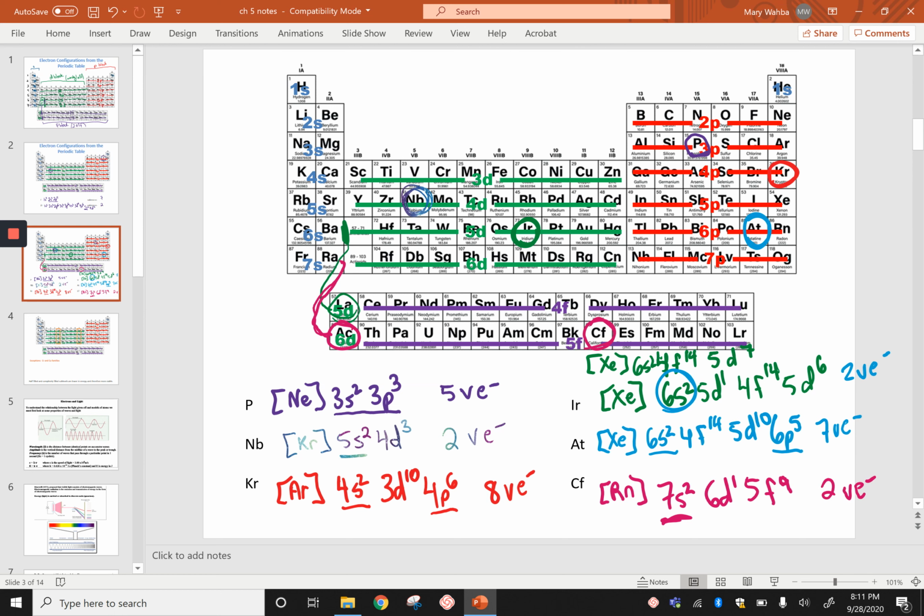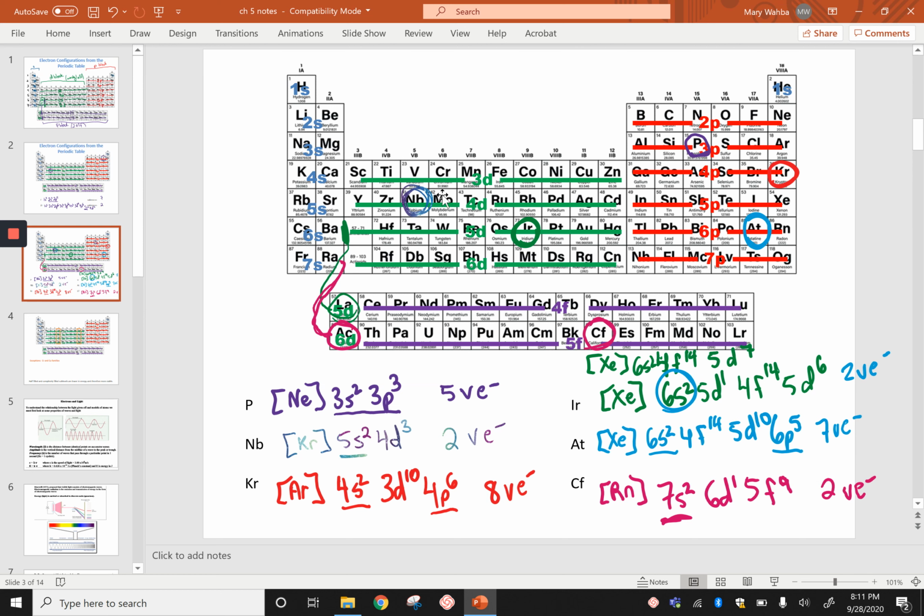So I want you to notice something with the transition and the inner transition metals here. You'll notice that when we have transition metals or inner transition metals, we always have 2 valence electrons. So if you have something that ends with S1, then that's going to be 1 valence electron. If you have something that ends with S2, it's going to be 2 valence electrons. If you have something that ends with D's or F's, it's still going to be 2 valence electrons.